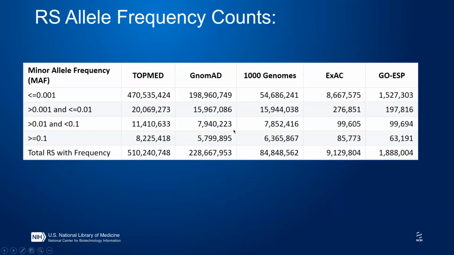In addition to the variants, dbSNP also collects frequencies from various submitters, and these are some of the larger submitters we have. A lot of you may know about ExAC, 1000 Genomes, gnomAD and GoESP, but TopMed I think a lot of people are starting to hear about now, though dbSNP has actually had this data for over a year now.